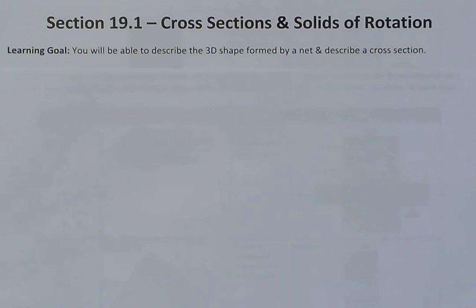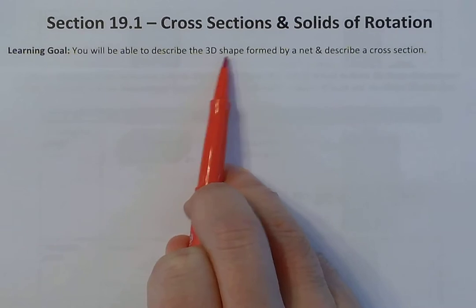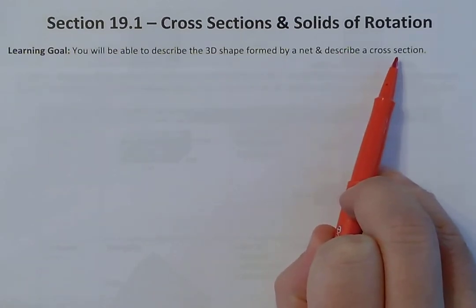For today's lesson, we're going to be taking a look at section 19.1, which is going to deal with cross-sections and solids of rotation. Now, for today's lesson, we have one learning goal, and our learning goal for today is that you will be able to describe the 3D shape formed by a net and describe a cross-section.